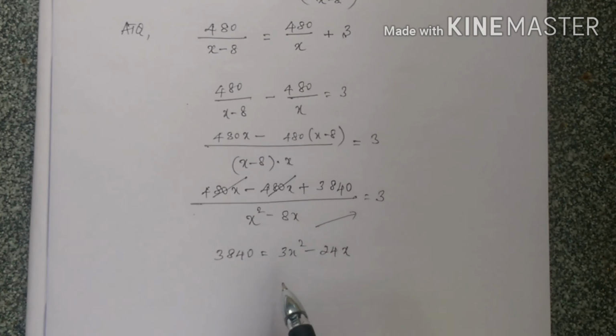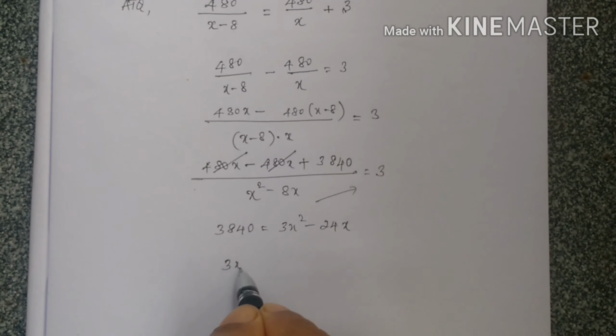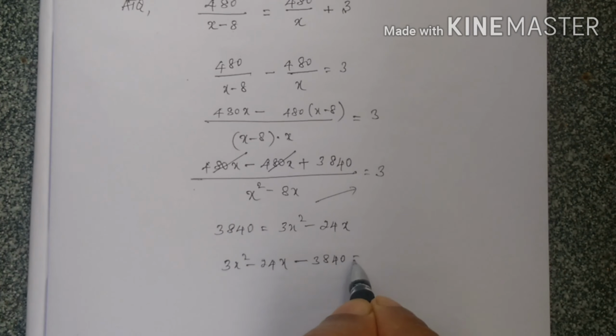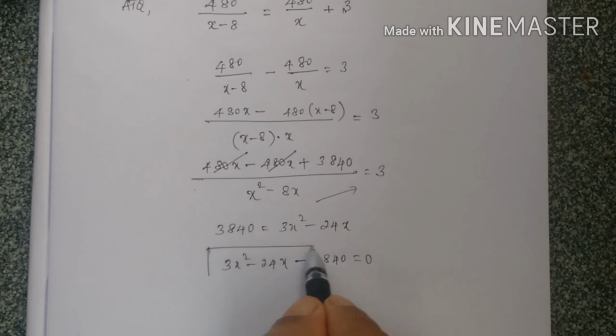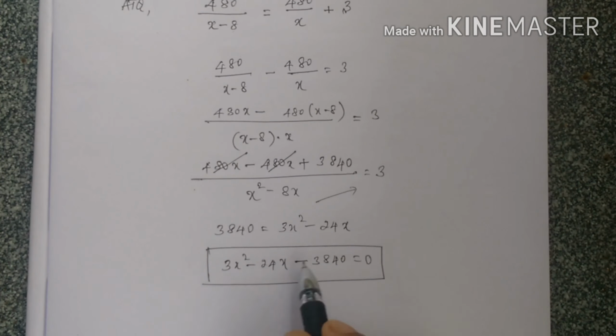Once again write in standard form, then you are going to get 3x square minus 24x minus 3840 equal to 0. So this is the required standard form of the quadratic equation.